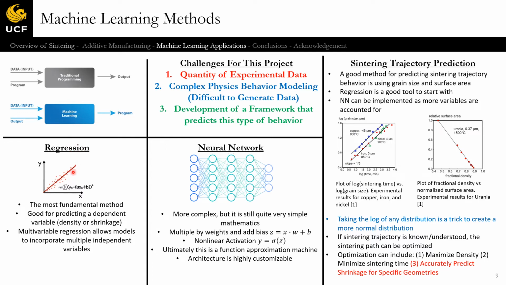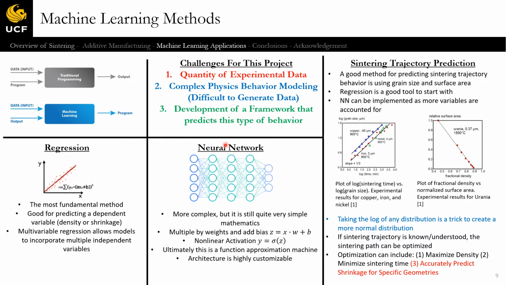Regression is one method of that. It's kind of the most fundamental method. It's good at predicting a single dependent variable. In this case, we're looking at density or shrinkage as the single dependent variable. And a multivariable regression allows us to incorporate multiple independent variables when making that prediction. So it is a good method to use for this sintering trajectory prediction.